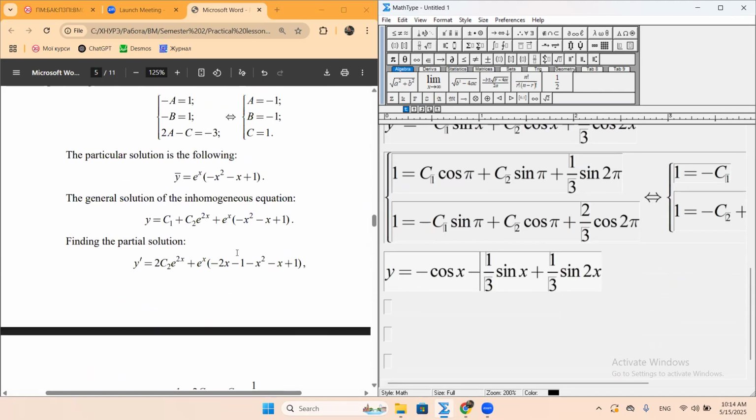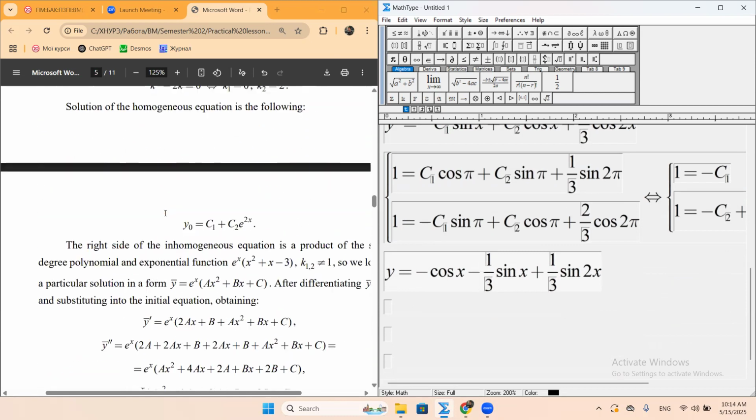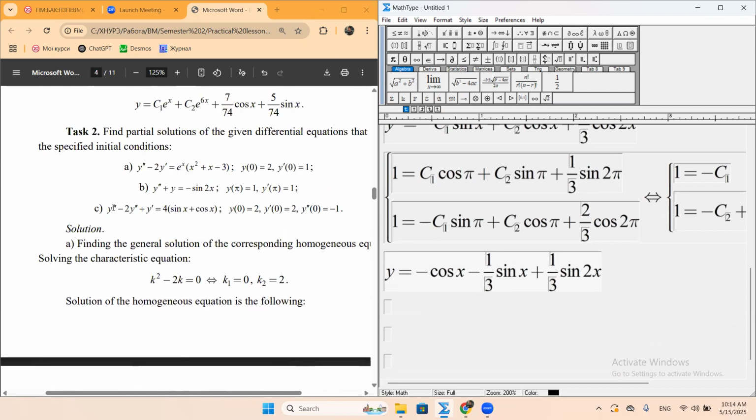Okay. So exercise C will be your home task. Actually, here the order is 3, so it is a much more interesting case, but you have this example solved here, but try to solve it on your own, of course. And now let's have a break for 5 minutes, and after that we will continue solving linear differential equations with constant coefficients.